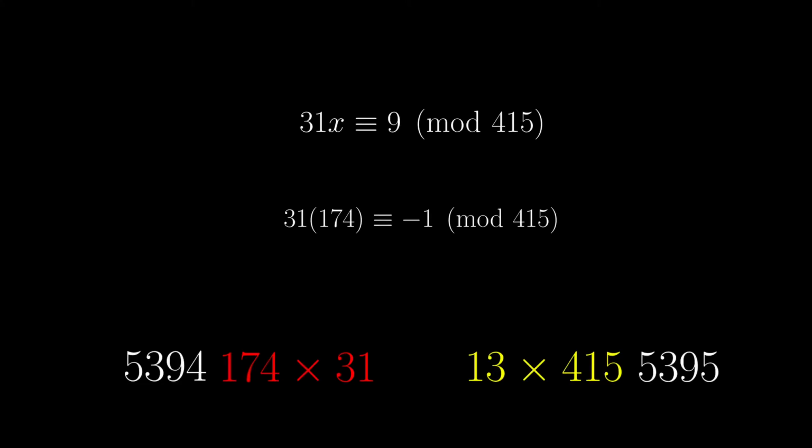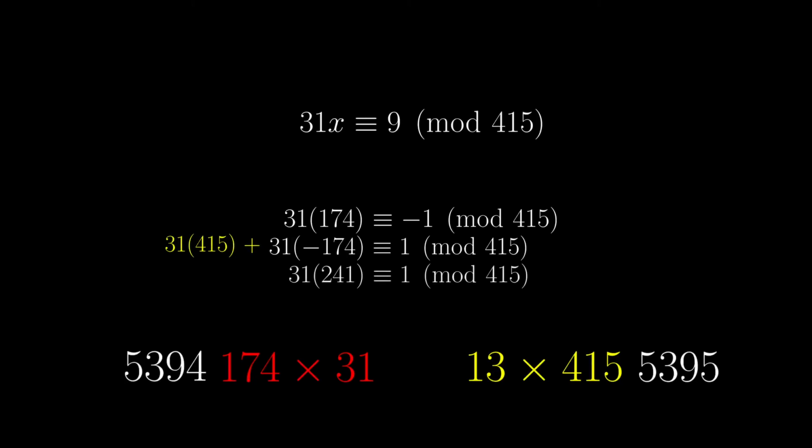So we have this negative number on the right side. It is a little weird to use negative numbers, but eventually we are looking for the difference between the two numbers on each side, so we are good here. Now we multiply both sides by -1 and add 31 times 415 on the left side to get this.